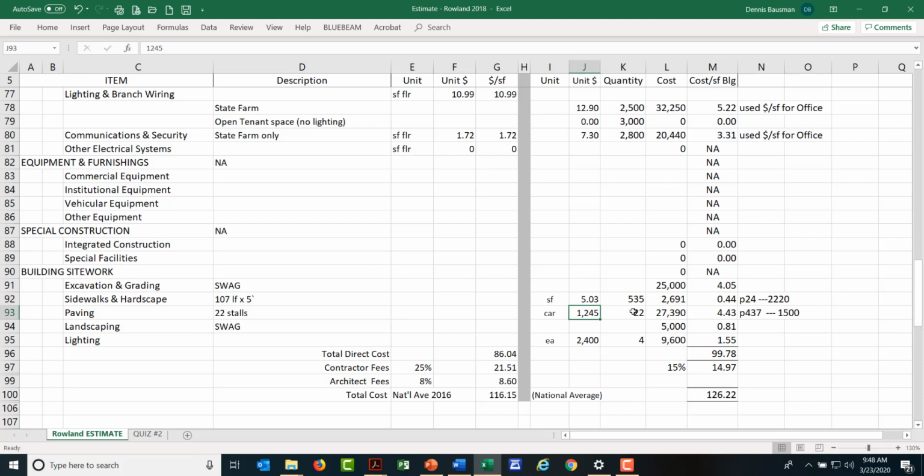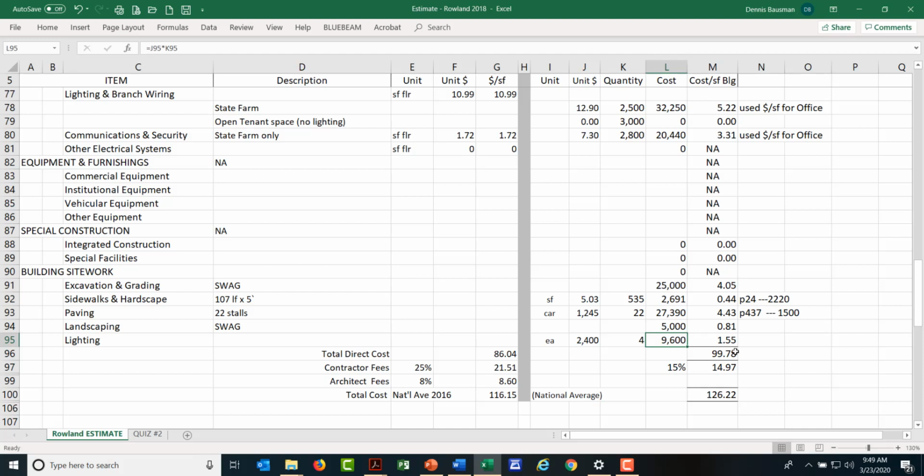Paving, there's 22 stalls in the job. I went to that page, got a price per stall of what I thought was a reasonable asphalt mix for this job to get 27. Landscaping, again, I just threw a number at it, and then lighting. I assumed there was 4 lights, and I forget where I got the 2400 a pole, but that's how I got to 96. If you add all this column up, now rather than $86.04, I'm at $99.78 as a base.